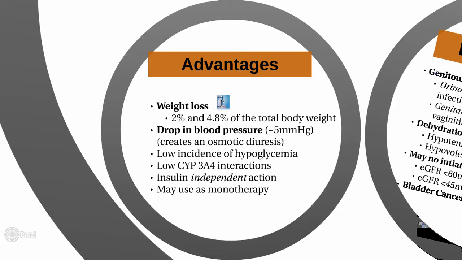So again, these drugs also have the advantage of having a low incidence of hypoglycemia. Why is that? Because they're insulin independent. They're not doing anything with insulin. Nothing is touching the pancreas. Nothing is touching the liver. We're primarily working inside the kidneys. So that is very advantageous. They also have low CYP3A4 interactions. We're going to touch on that in the pharmacokinetics section as well. And lastly, they can be used alone, again, because they work independent of insulin and all these other therapies that we will see later.